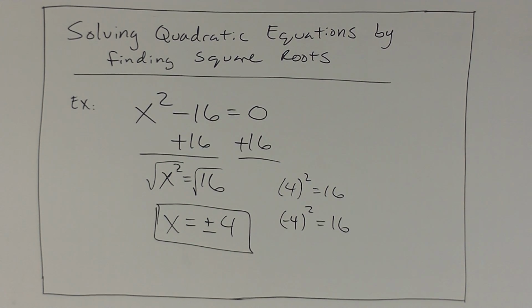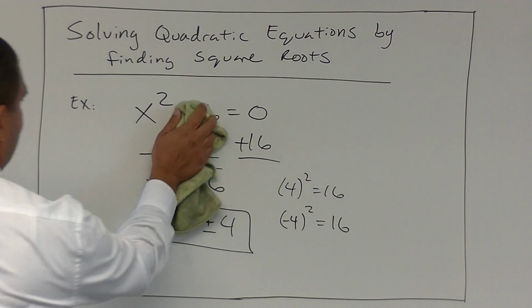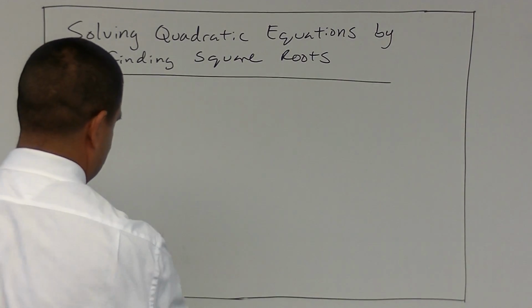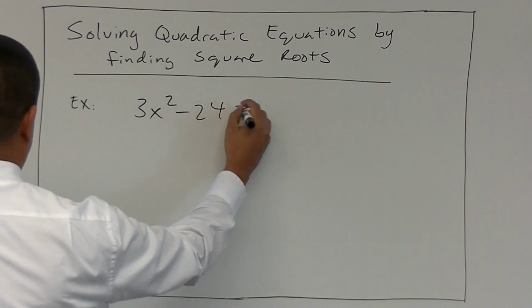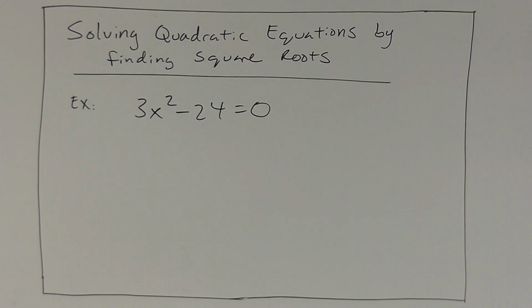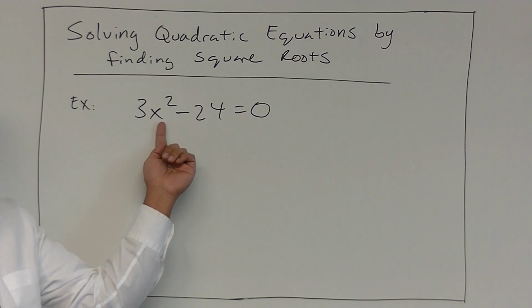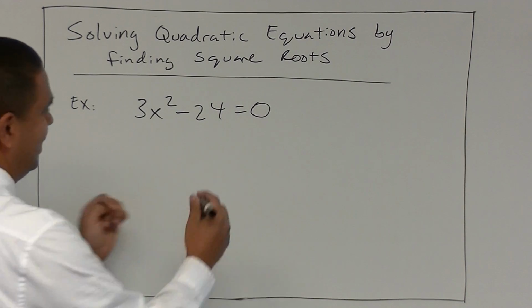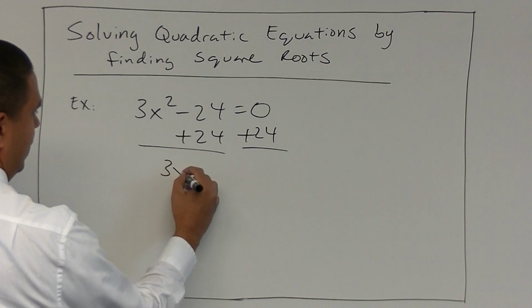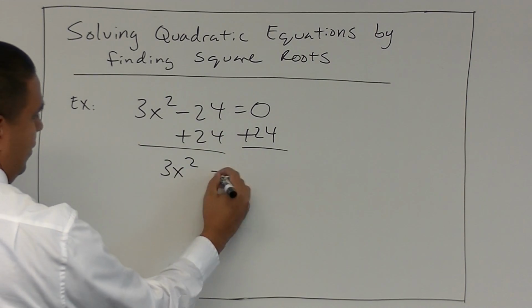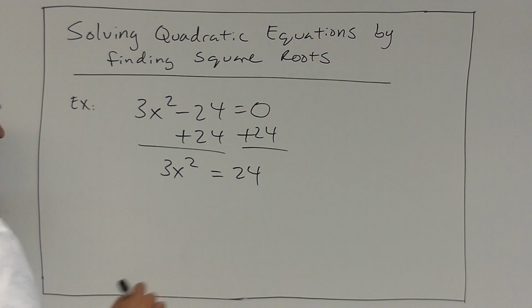Alright, let's try another one. What if we have 3x squared minus 24 equals 0? Now we have a number out in front. Scary, right? It's the same steps like before. We're trying to isolate the x squared, so we add the 24. So we get 3x squared equals 24.